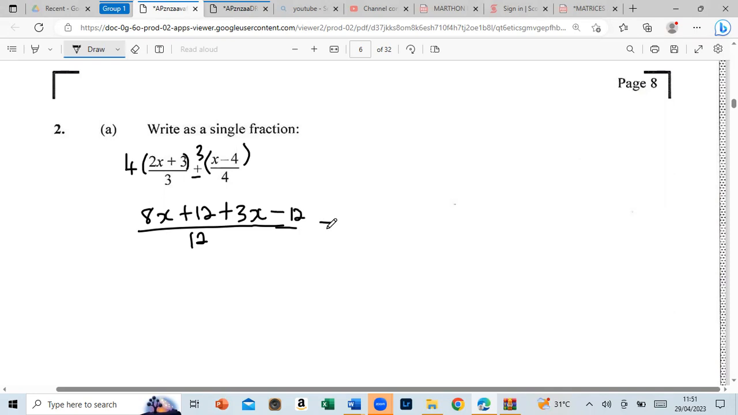So next we are asked to group the like terms, which is 8x plus 3x and 12 minus 12, which is going to give us 0, but we're going to write it back. Some students are visual learners. Next, we put 11x over 12. Some people put in the comment section, oh, you get that. So we show all the steps.